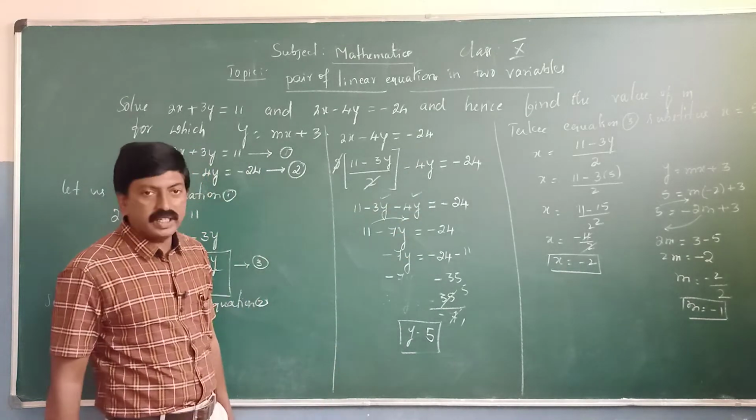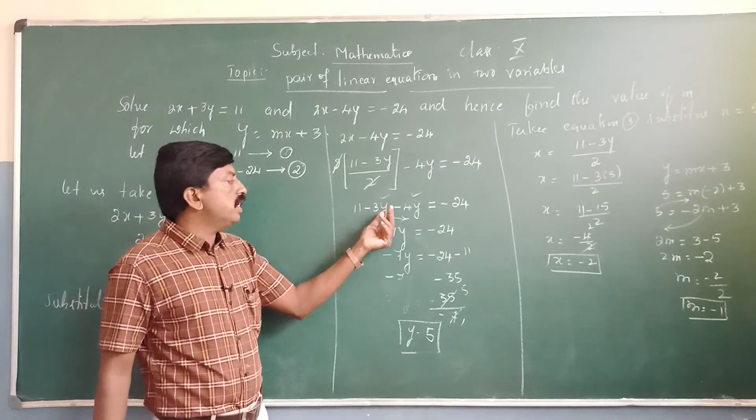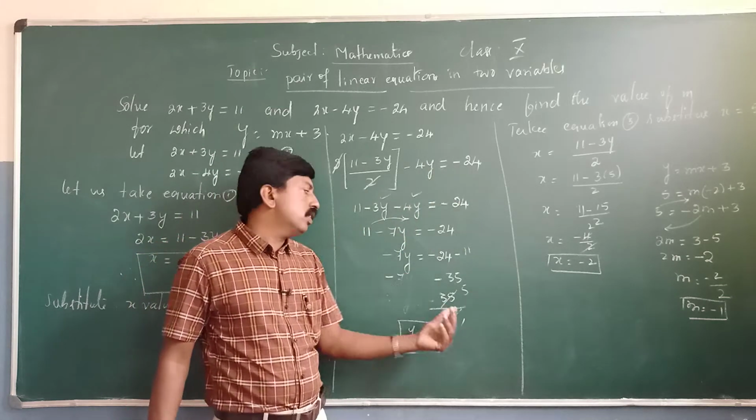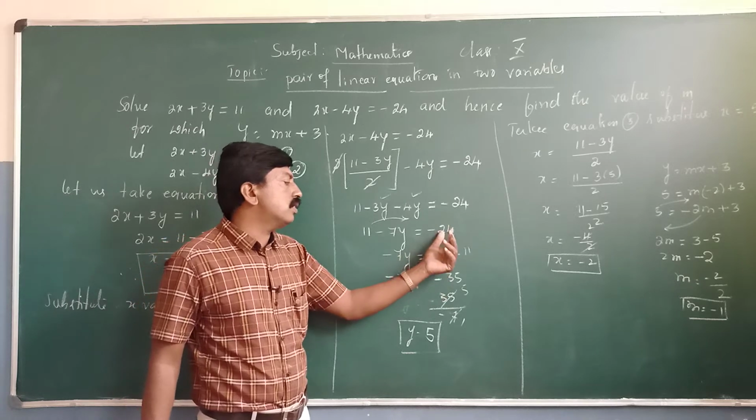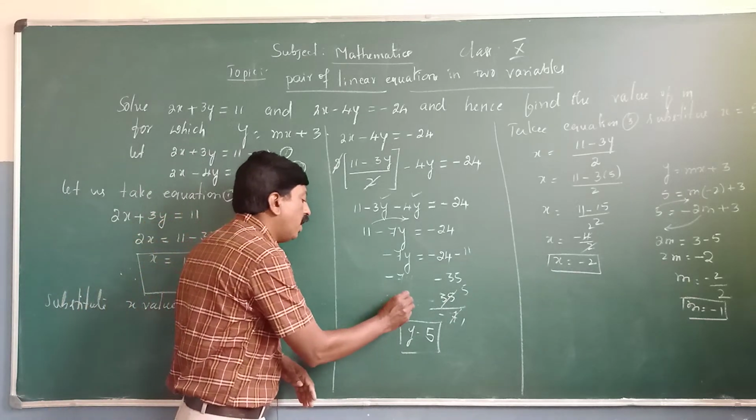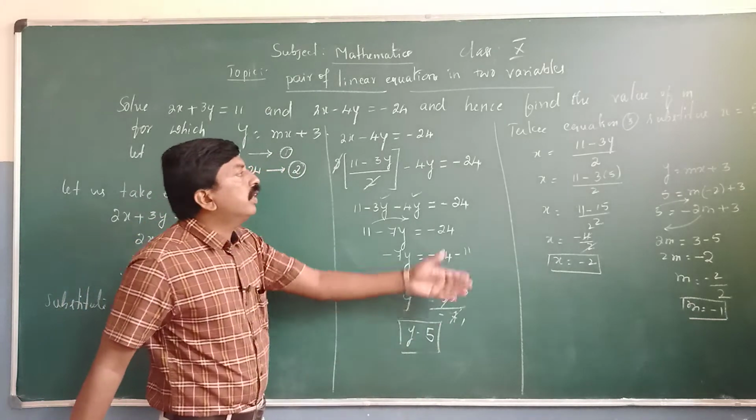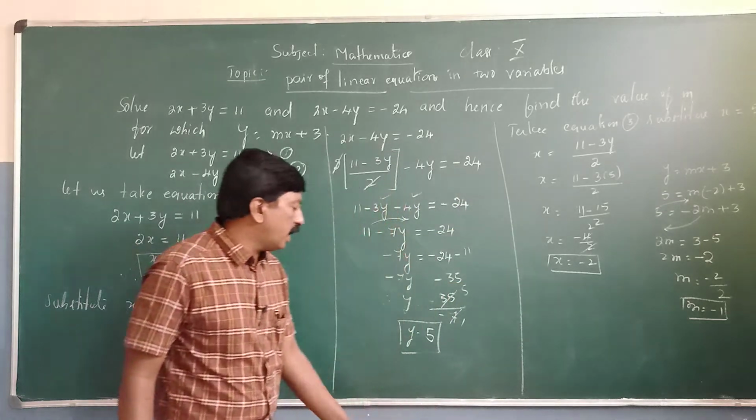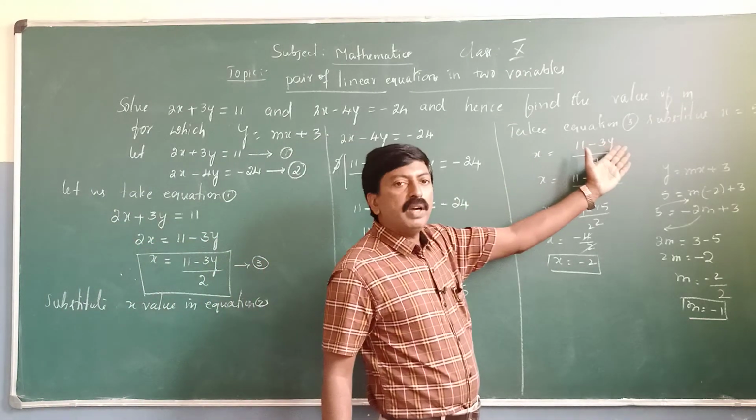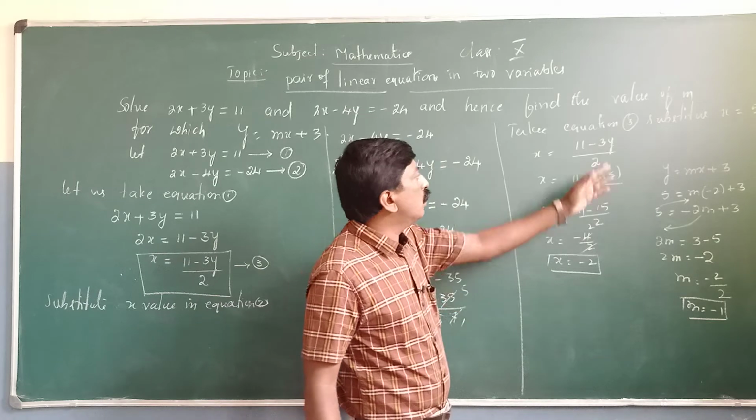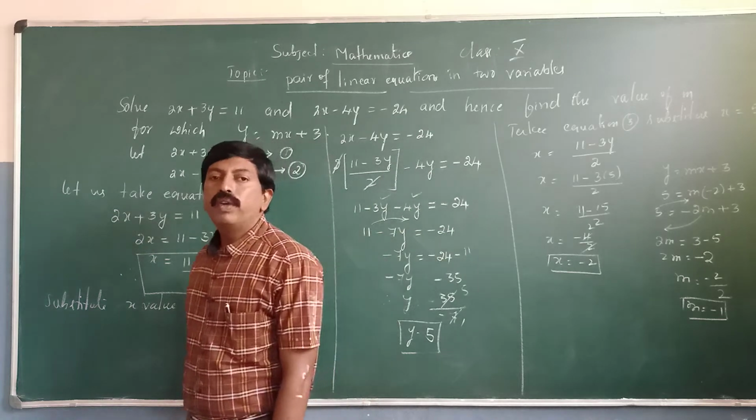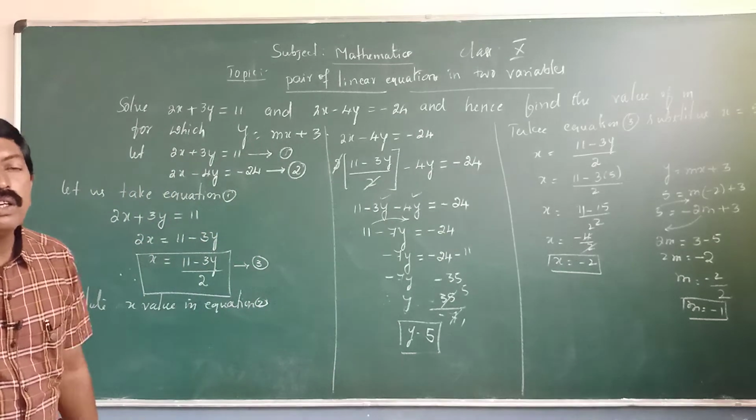Group the like terms on one side, constants on the other side. So minus 3y minus 4y will become minus 7y. 11 transpose to RHS. So minus 7y is equal to minus 24 minus 11. We got the y value as 5. So exactly we got the y value as 5. After this take equation 3, because you have already calculated y as a constant, it is 5. Then x is equal to 11 minus 3y divided by 2. Substitute the y value as 5. Simplify the x value, it is minus 2. So therefore we have calculated the x value and y value.